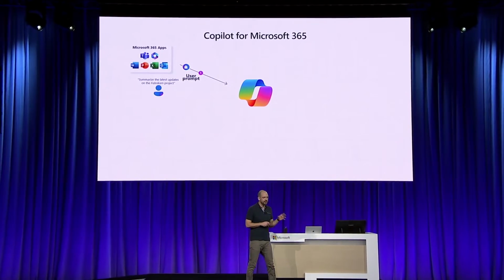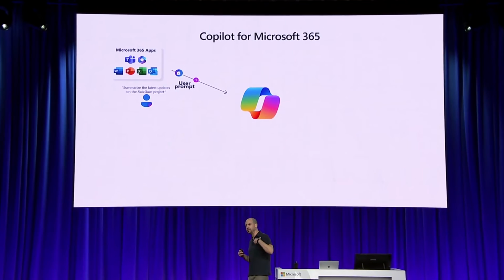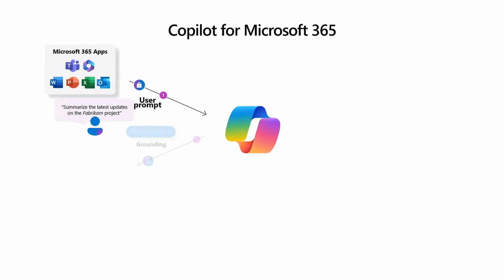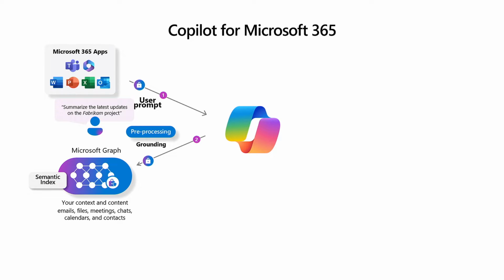So say we're starting in one of the Microsoft 365 apps, and we have a prompt for Copilot. We say, summarize the latest updates on the Fabricam project. The user sends that to the Copilot system there in the center, and Copilot starts the process of grounding by looking at what information it's going to need in order to fulfill that request from the user. Now remember, the large language model is trained on public data, so it doesn't know anything about Project Fabricam. So in this case, it's going to decide it needs to reach out to the Microsoft Graph, organized by the semantic index, to pull back all the information it has about Project Fabricam across email, calendar, documents, meetings, and more.